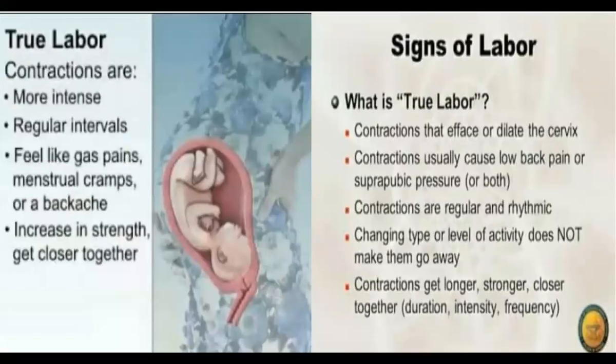Now, you may see the difference. There is true labor: contractions are more intense and regular, feel like gas pains, menstrual cramps or a backache, and increase in strength and get closer together. So those are the signs of true labor. What we see here is a female and the fetus, with the head here. The pain is at the backside or the pubic region, or sometimes both regions.